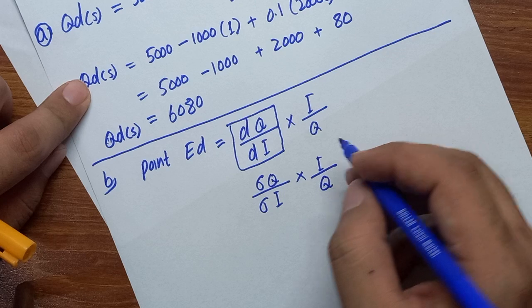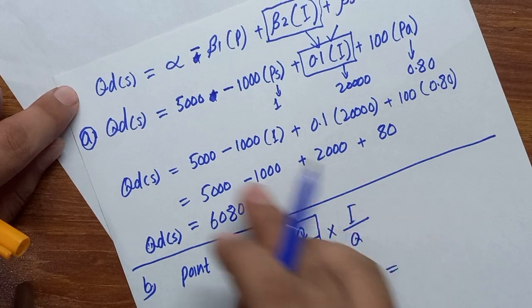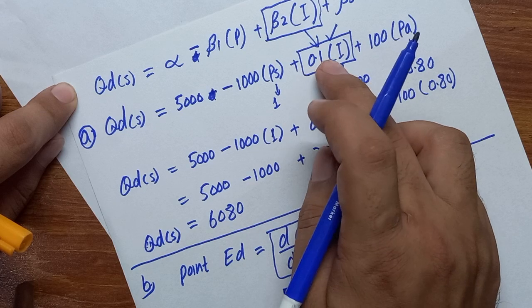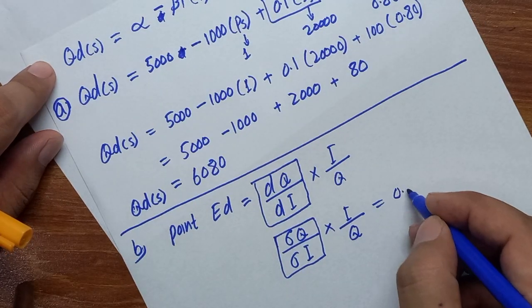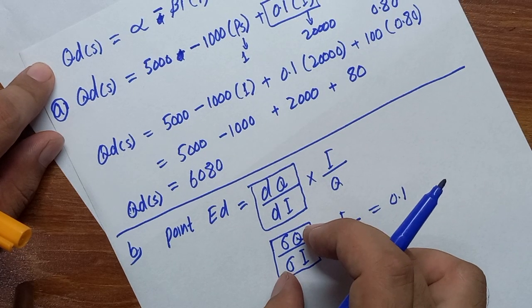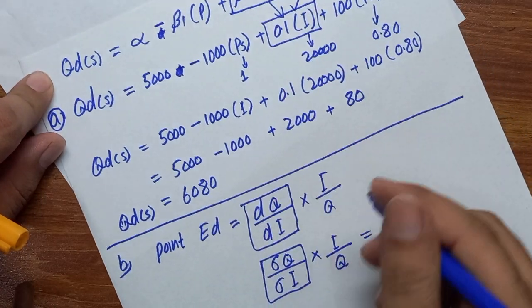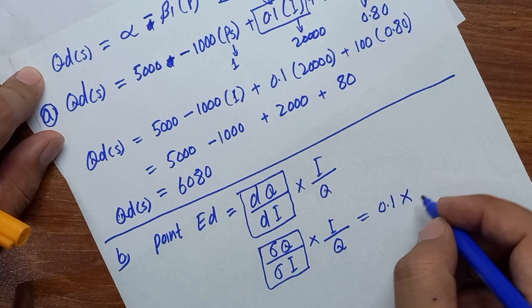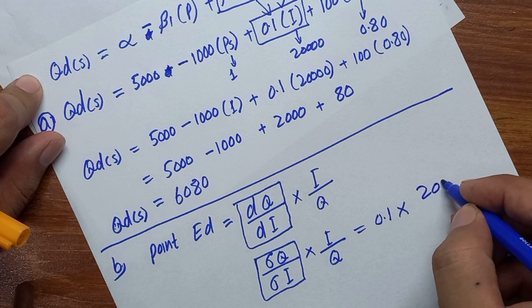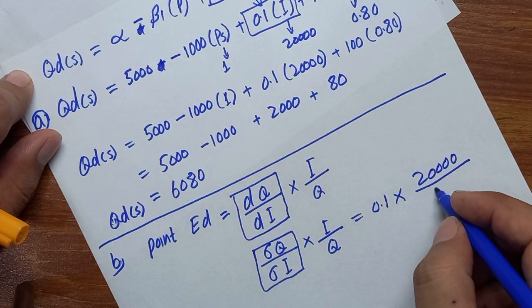When we take the partial derivative of this step, the partial derivative of QD is 0.1. We will get only 0.1, and the I will be removed. We multiply, and now the income is 20,000. Here we use 20,000 divided by Q. Q is 6080.